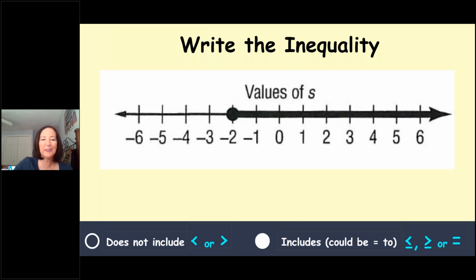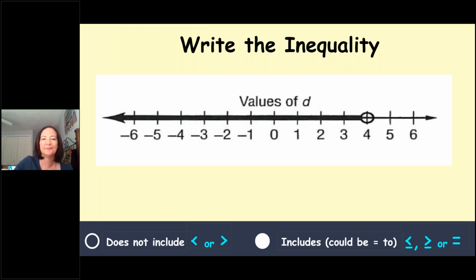Perfect. And then I just wanted to show you, you might see it written -2 is less than or equal to S. You need to correct it. Okay, Danielle, how about this one?